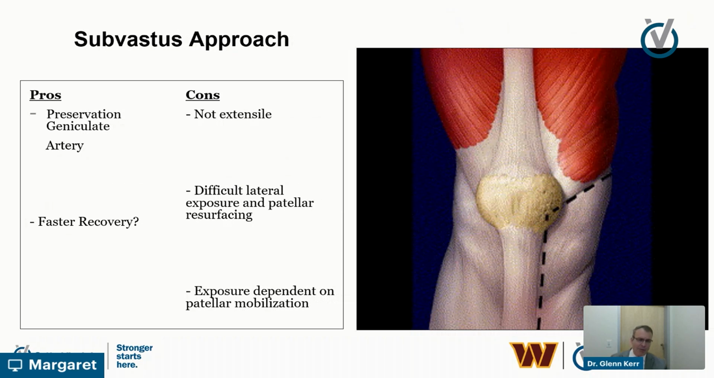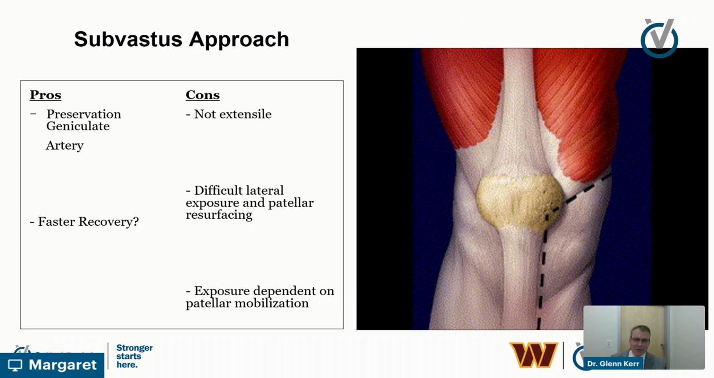The next approach is the subvastus approach, and this is the one that I think many patients have heard about and have questions about, and probably the reason that the majority of people are watching this presentation today. It's from the side of the knee, and it goes underneath the muscle belly of the vastus medialis obliquus muscle. It does not cut through the muscle itself, unlike the midvastus. Some of the pros are that it preserves the geniculate artery, and there are some studies that suggest a faster recovery, particularly in the first 1 or 2 weeks.